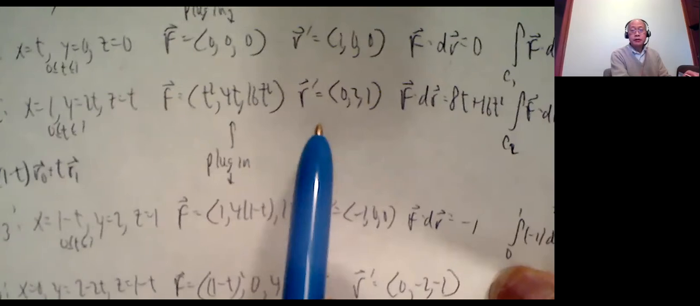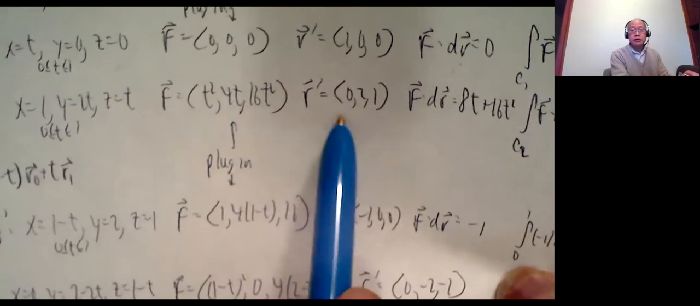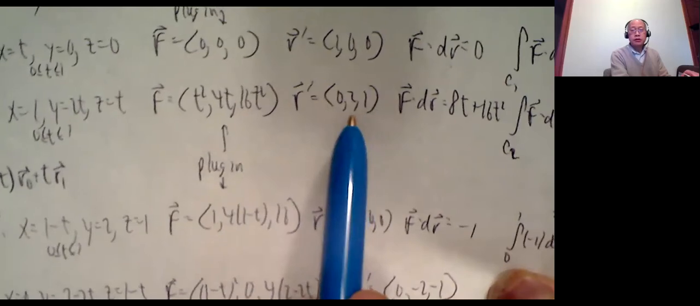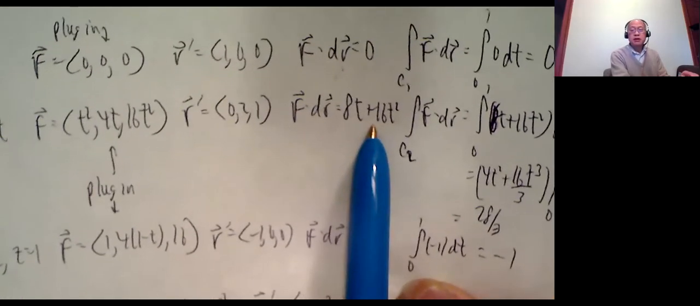Take the dot product. t squared times 0 is 0. 4t times 2 is 8t. 16t squared times 1 is 16t squared. So t is going from 0 to 1. I set this up so that all of them have t going from 0 to 1.